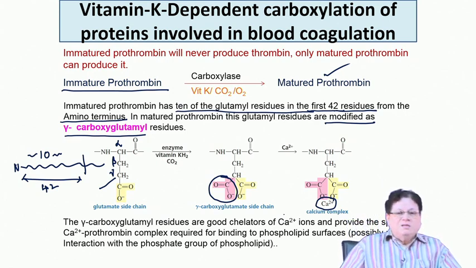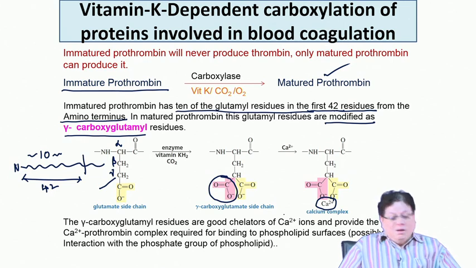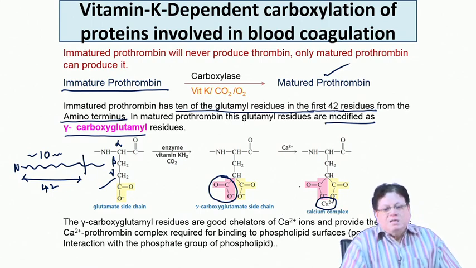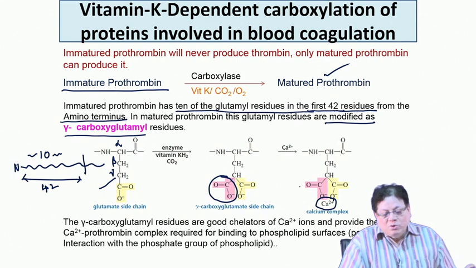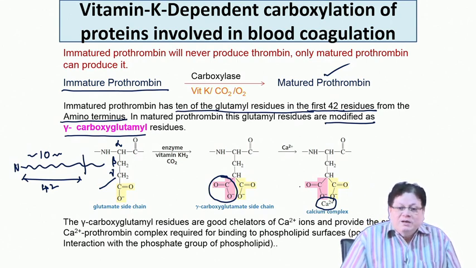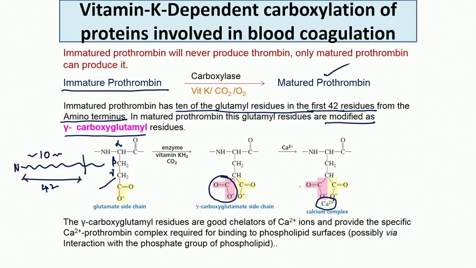Remember, what is the next reaction? Prothrombin goes to thrombin. Unless this carboxylation happens, the immature prothrombin cannot do that. That means it cannot be converted into thrombin. Okay, I hope that is more or less clear.